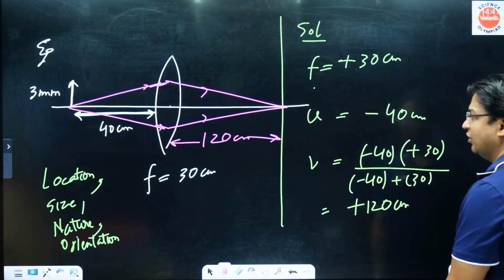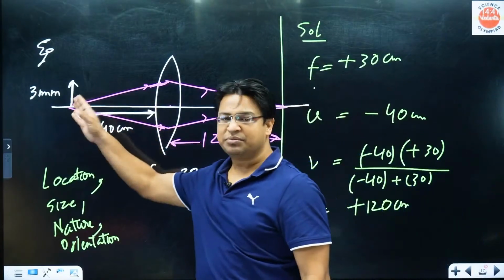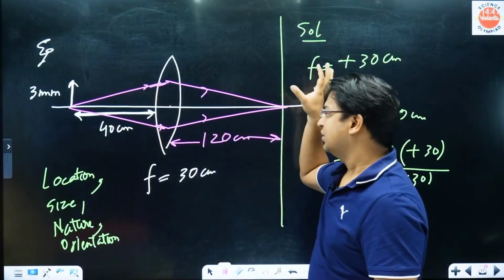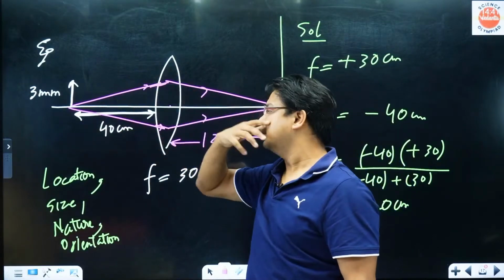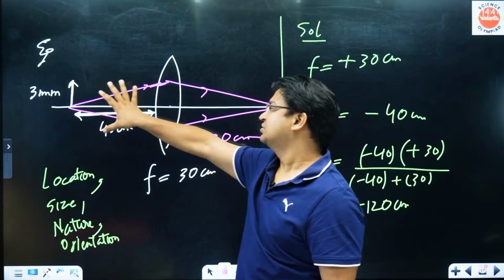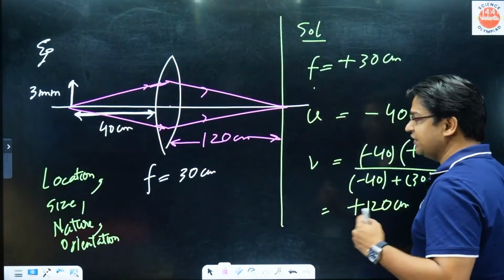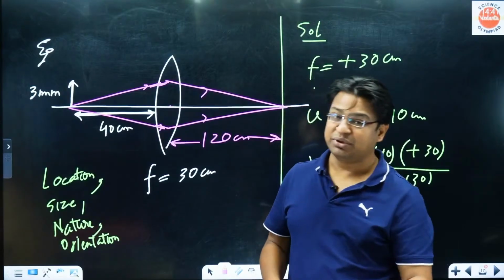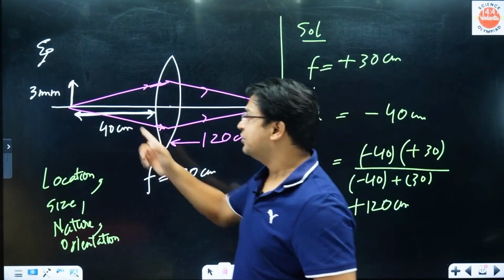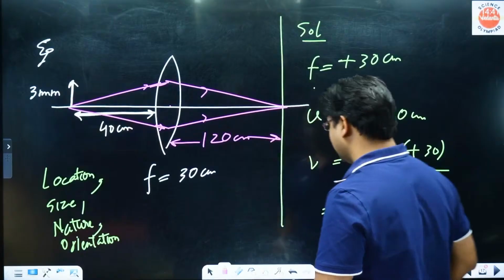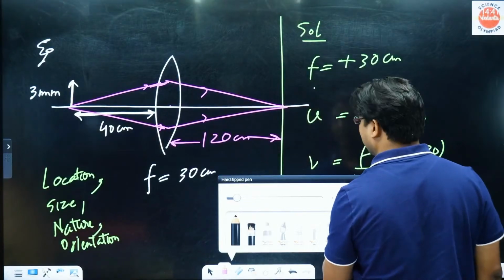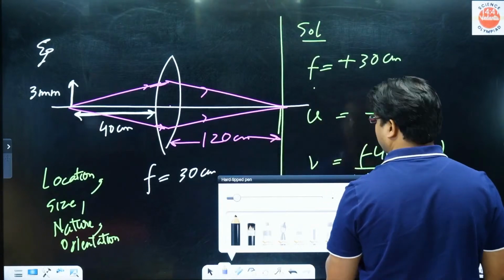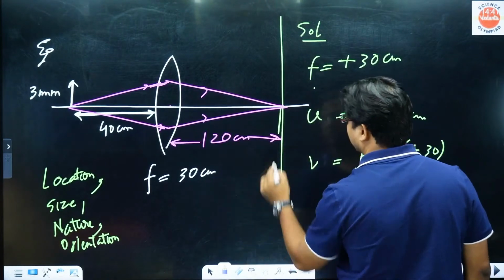Now we can see that this is the real object, following the rules of calling the object real or virtual. We discussed that rule earlier in one of the previous sessions. So this is a real object creating a real image, and whenever the object and the image nature are the same, we get an inverted image, inverted with respect to the object. So here, because the object is upright, we will get an image which would look like this. Let me use another color.